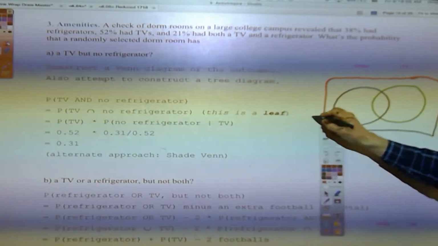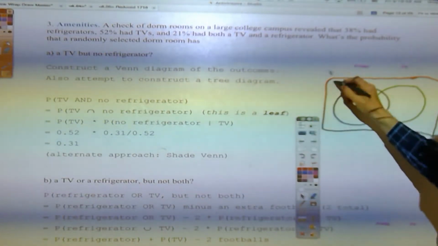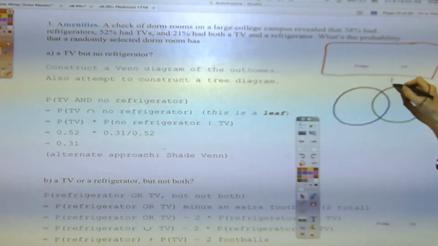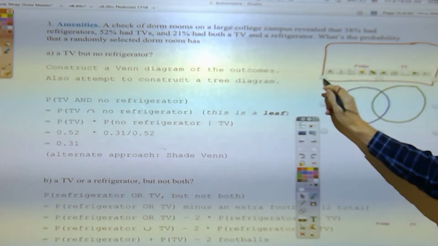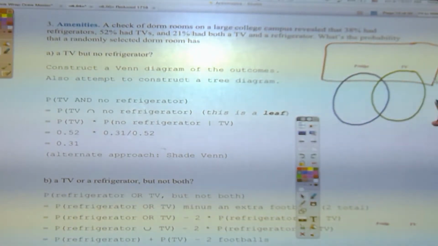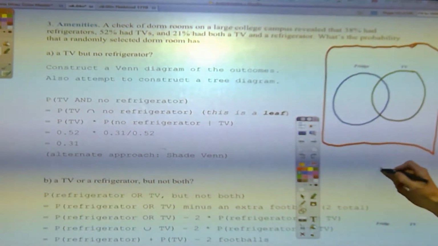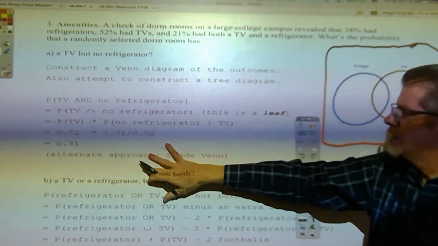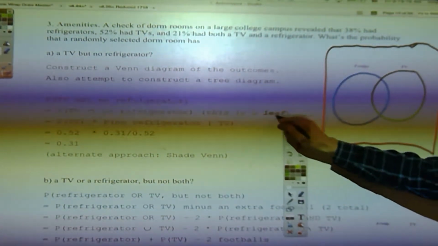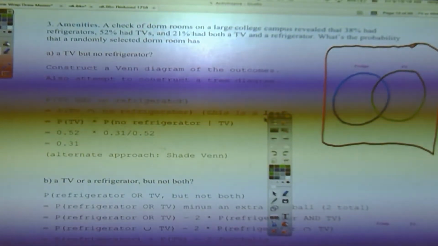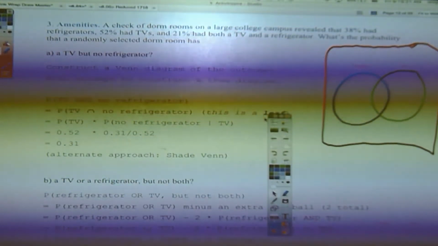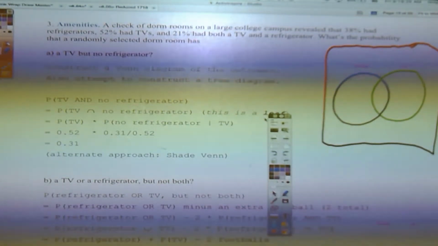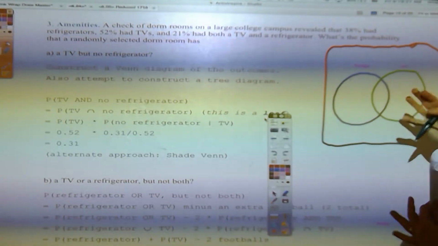So you have a thing that looks like this. You've got the refrigerator. Actually, I guess it's supposed to be labeled like that. So this is the labeling for the actual Venn diagrams. This is probably what your thing looks like. Okay, what's the given information? Again, we're just ignoring this. This is scaffolding for people who don't really understand, but I think you have a deep level of understanding. You're going to be able to figure this out. A check of dorm rooms on a large college campus revealed that 38% had refrigerators. How do we bring that into the Venn diagram?